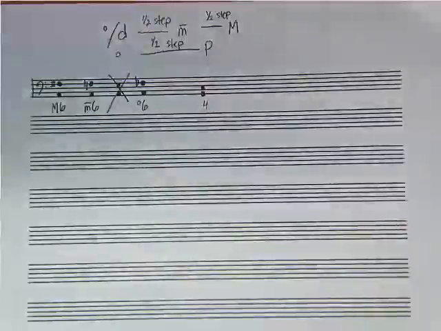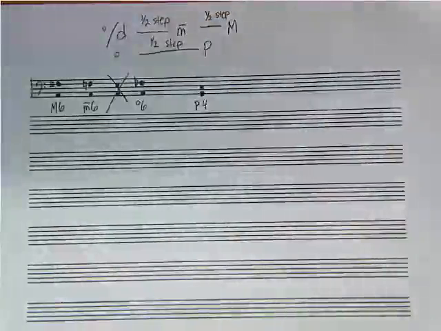Okay. So, is C in the major scale of G? Or another way to say it is, what kind of C is in the major scale of G? Well, we know G has one sharp. That sharp is F sharp. So it does not affect the C. So C natural is in the G major scale. So what I have already is a perfect fourth.